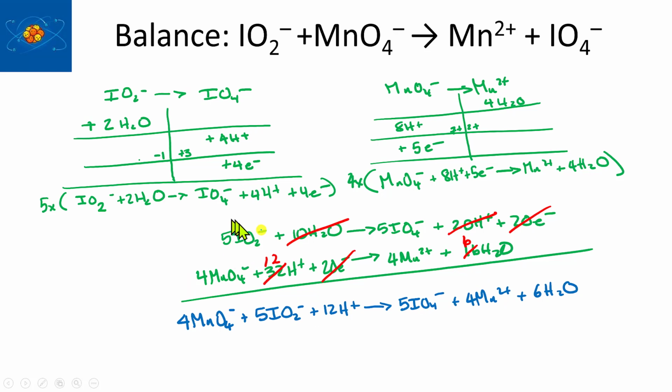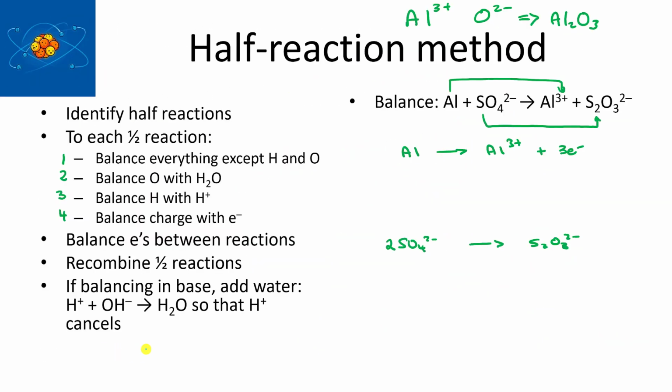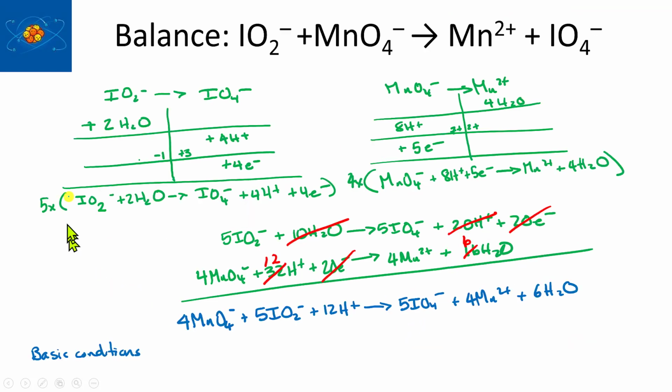Now, this is an example of having balanced something, assuming it's under acidic conditions. And you might be asking, what do you mean by under acidic conditions? I added H plus, right? So if I want to balance this under basic conditions, go back up to here, and it says add H plus plus OH minus to H2O. That's kind of the self-ionization reaction of water, just written backwards. But basically you're adding water.